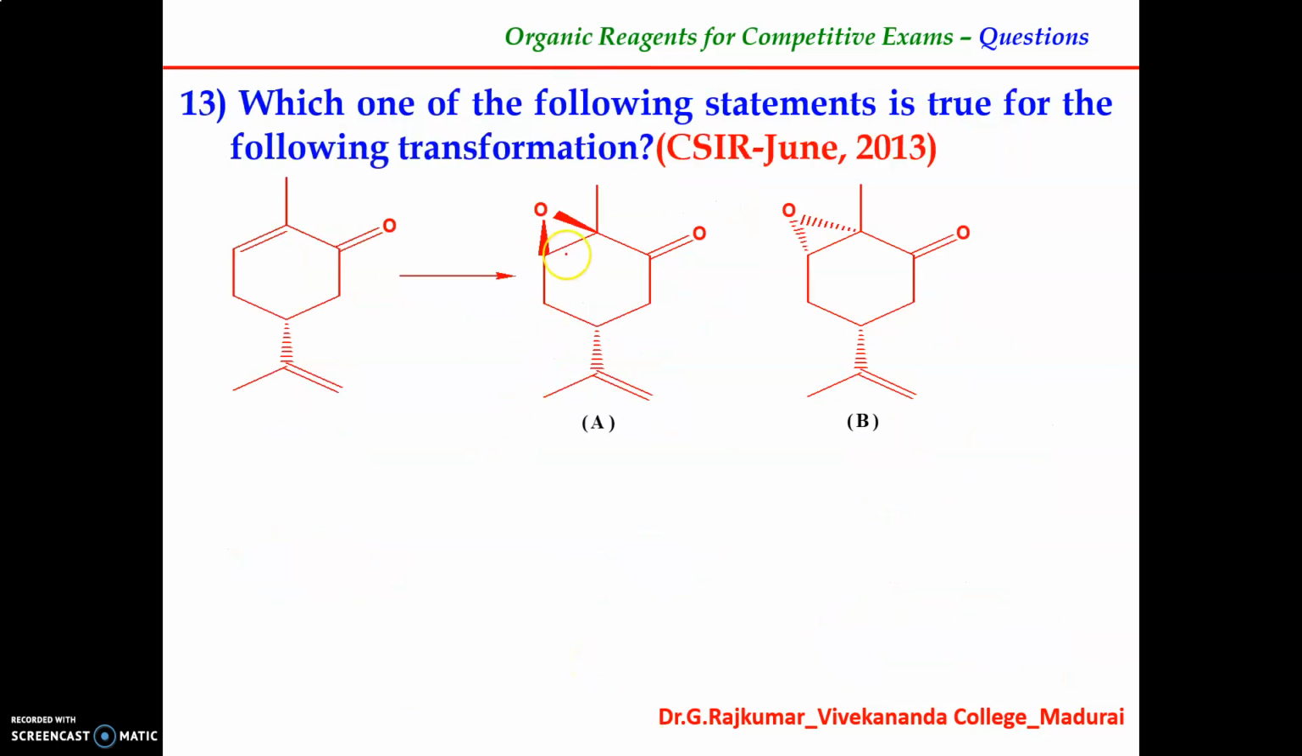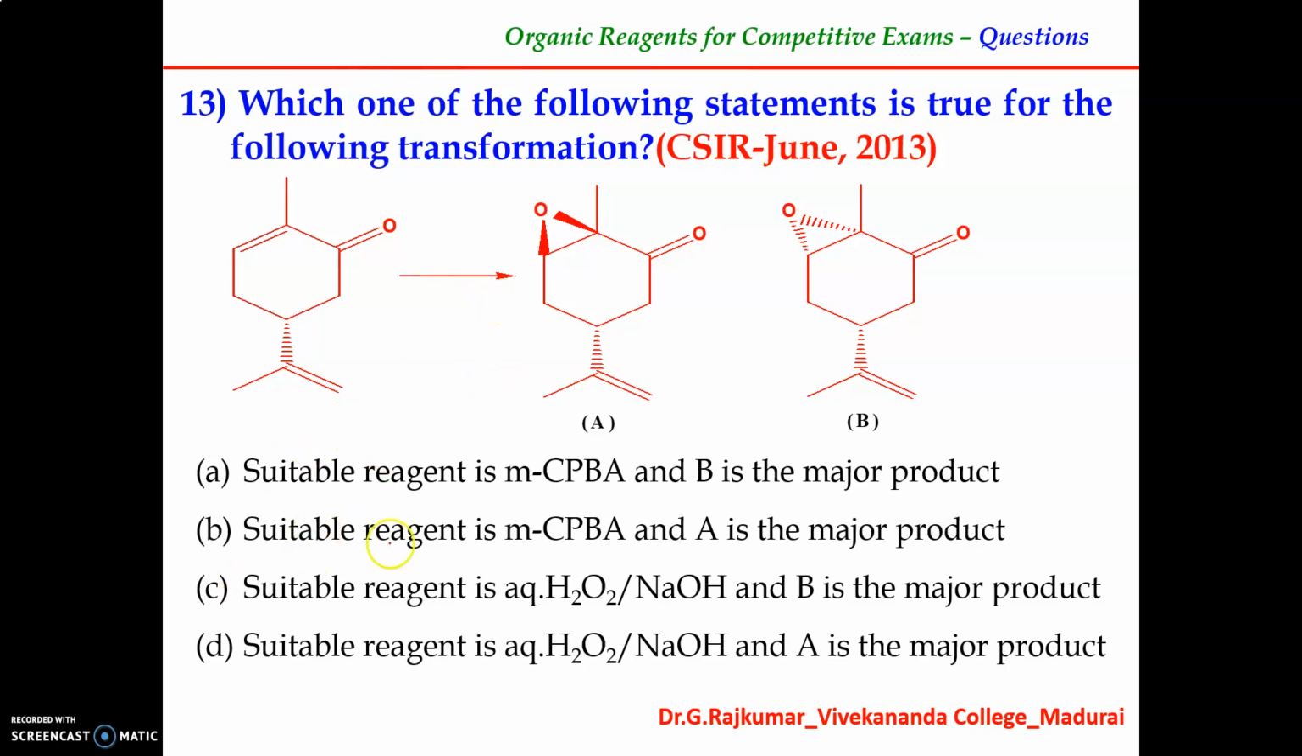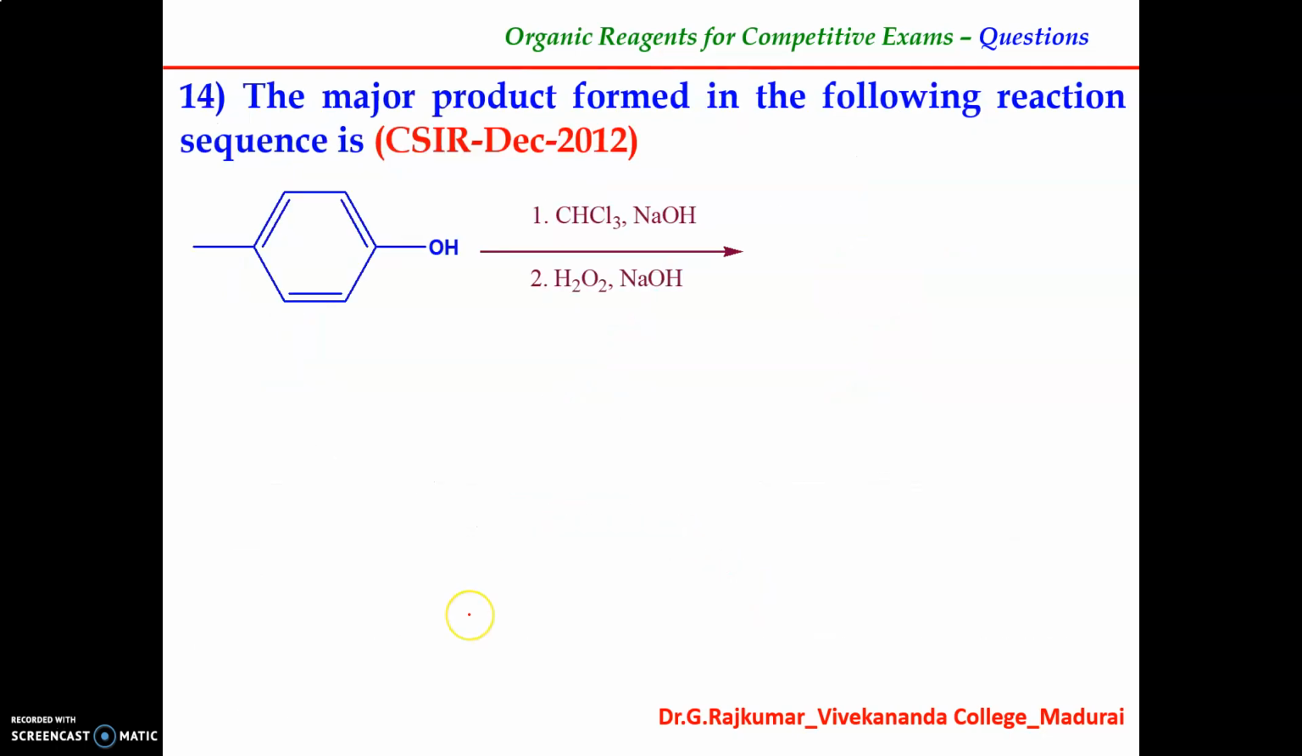And this question was asked in June 2013 examinations. Which one of the following statements is true for the following transformation? They have given four statements. We have to identify the correct one. So we know the role of metachloroperbenzoic acid, that's epoxidation, and aqueous hydrogen peroxide and sodium hydroxide. This is also epoxidation, but selectively at the alpha beta unsaturated position. Okay. So the answer is option D.